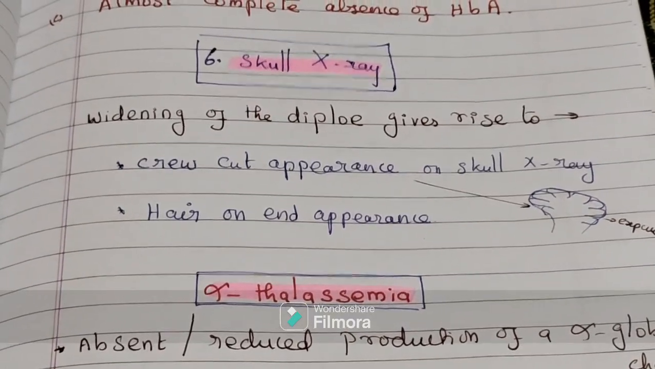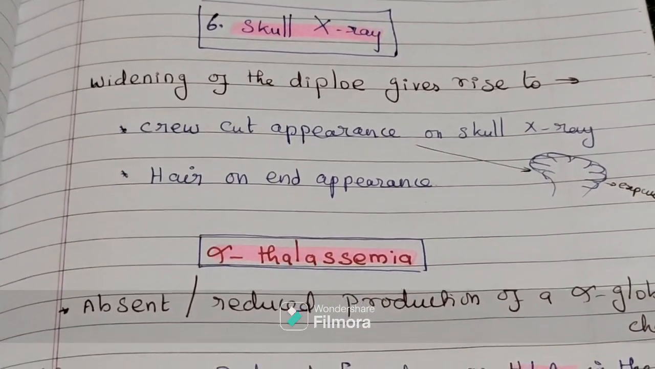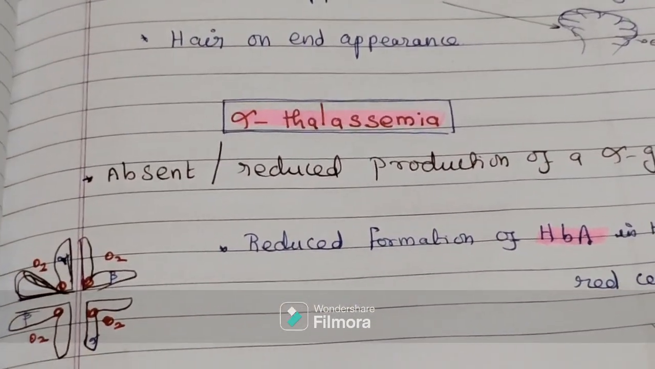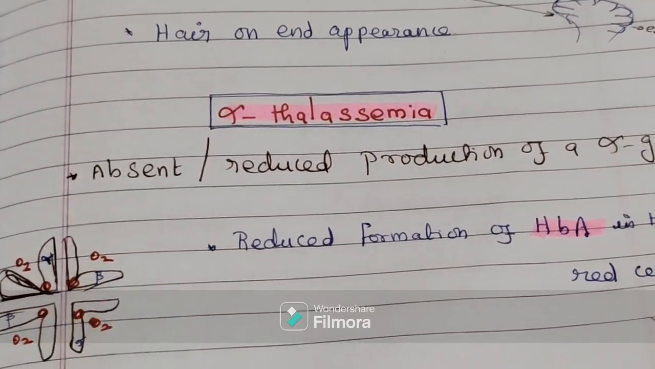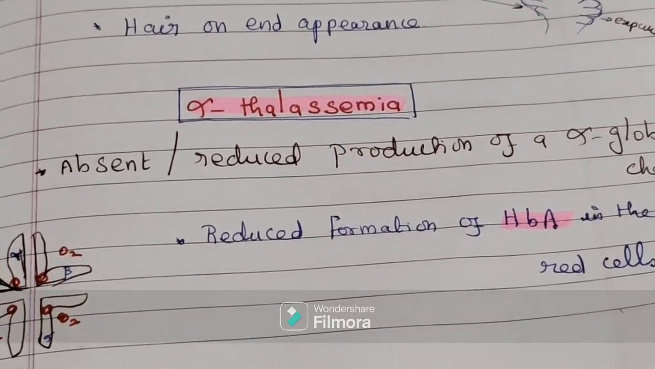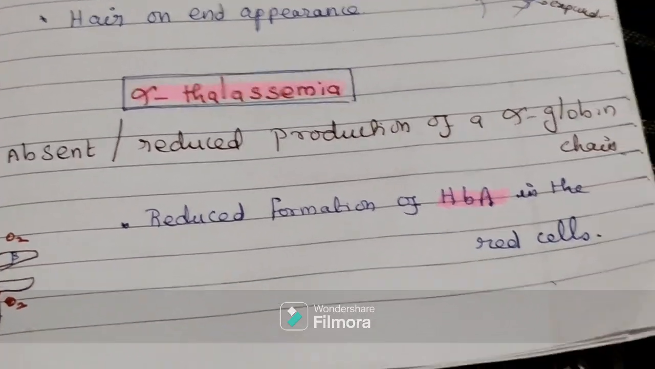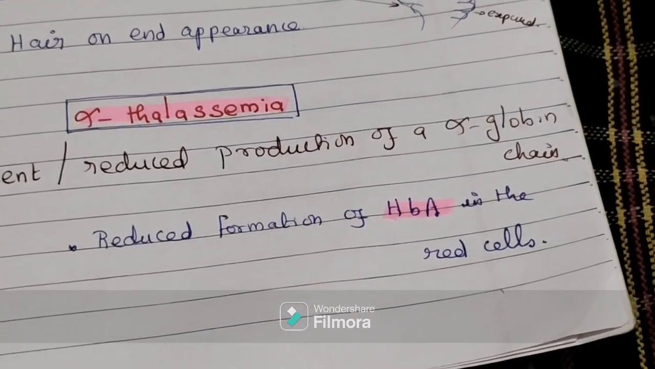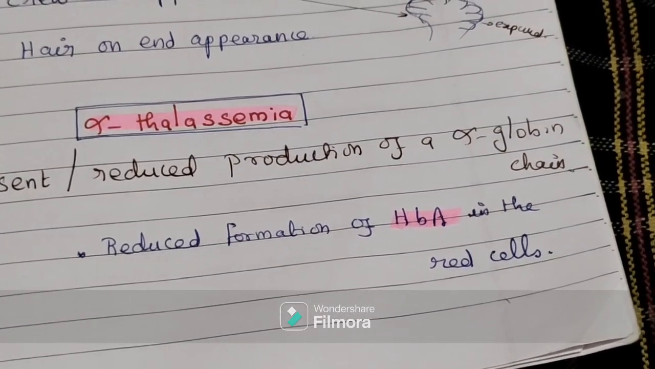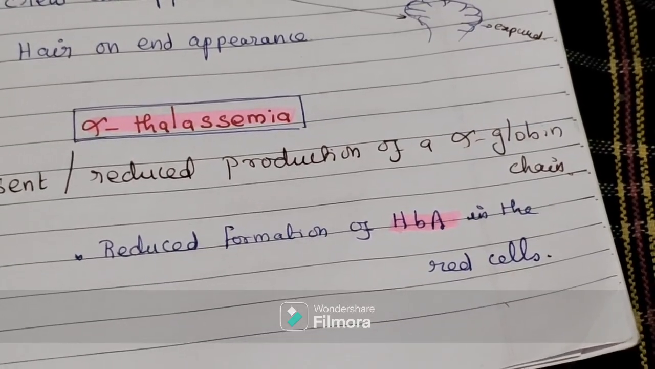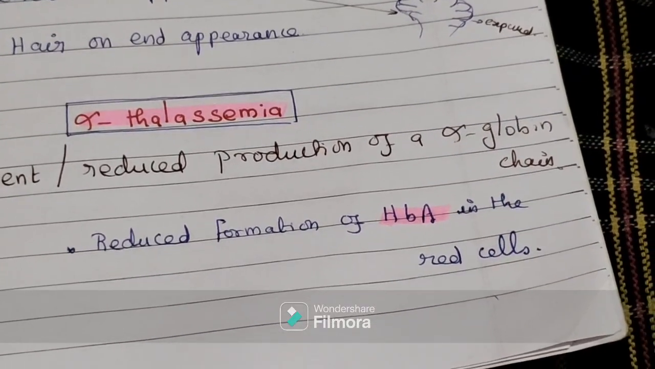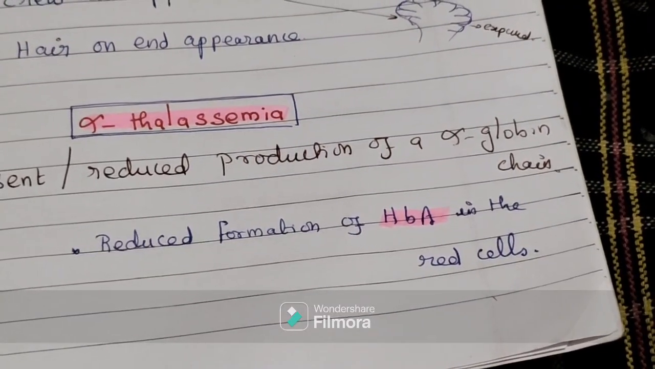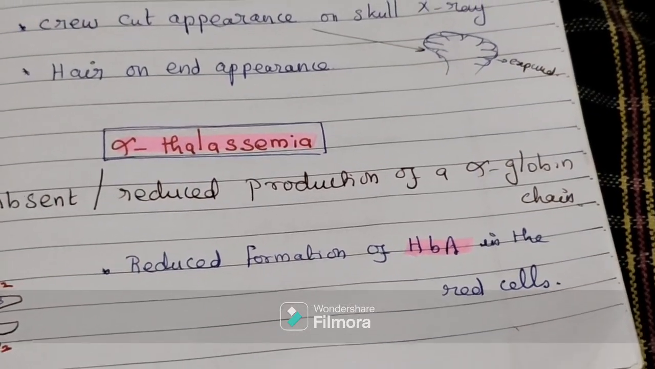Coming to alpha thalassemia. What is alpha thalassemia? Now the beta chain is normal. Alpha is either absent or reduced. So again HbA cannot be formed, because for formation of HbA we require 2 alpha and 2 beta. In beta thalassemia the beta was absent; in alpha thalassemia alpha is absent, either absent or with reduced production.